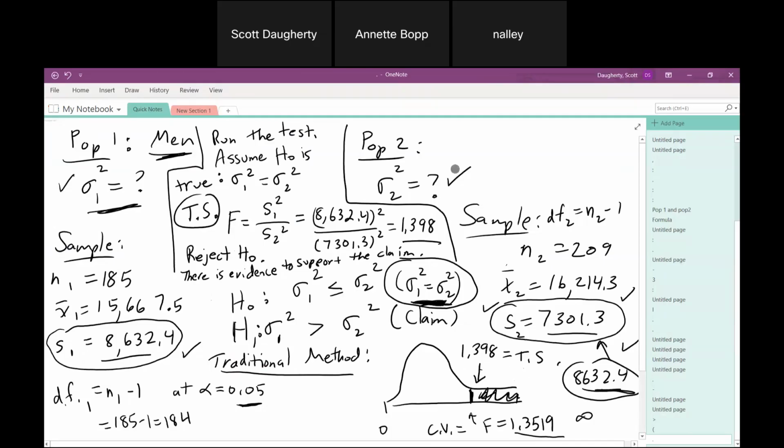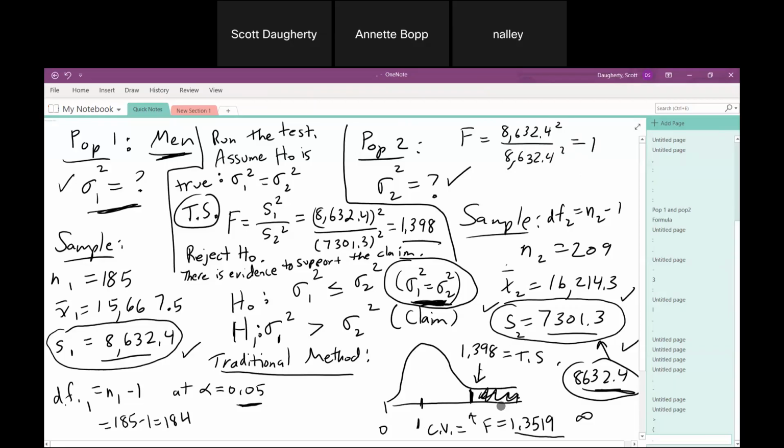So these are the same. When you take the ratio of those two numbers, you're going to get 1. So S1 squared divided by S2 squared, where I'm supposing that S2 is now the same as this, 8,632.4. Then this would end up being 1, right? S1 squared over S2 squared would give you a 1. And that would land right here in the middle. 1 is right there where the peak is.